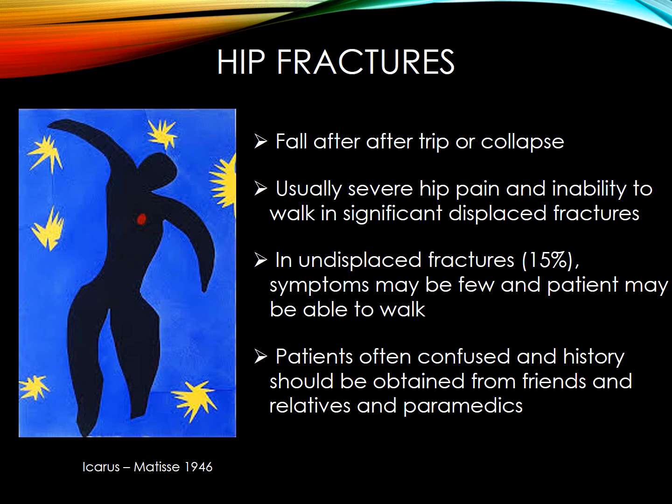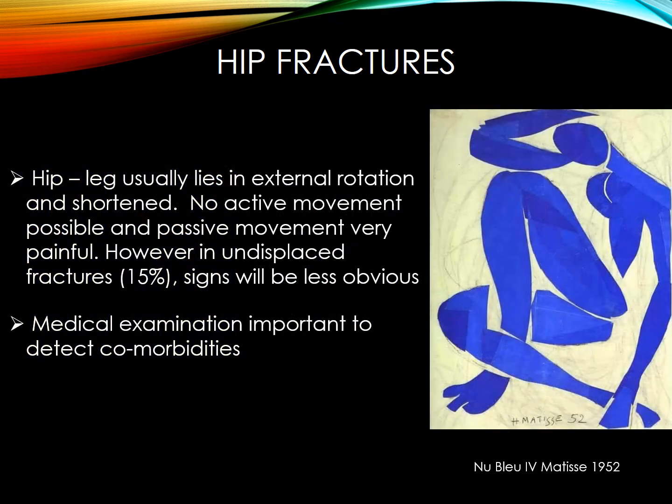So anyone complaining of pain in the hip, who is elderly, who may have had a fall, even if they are able to walk, you must consider the possibility that they've got a hip fracture. When you examine these patients, as I've said, the hip is usually lying in external rotation and is shortened, and any movement, active or passive, is very painful. It's also important that you remember that these patients are elderly. They'll have a lot of comorbidities, so the medical aspect of the examination is also very important.